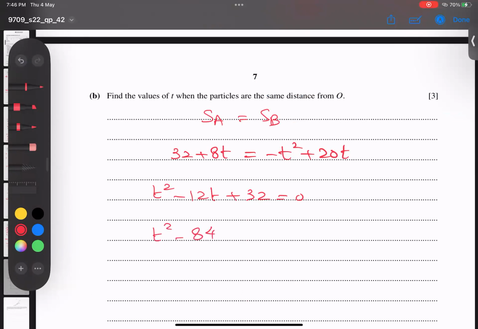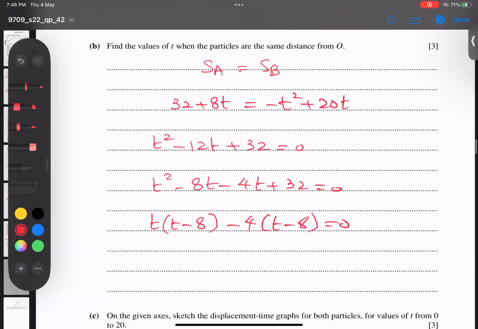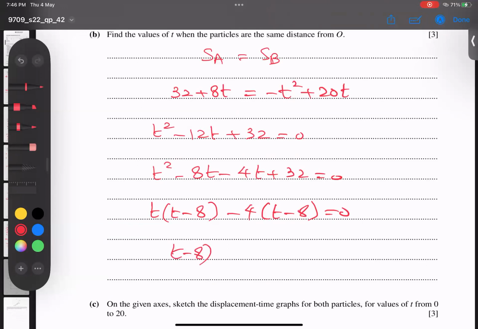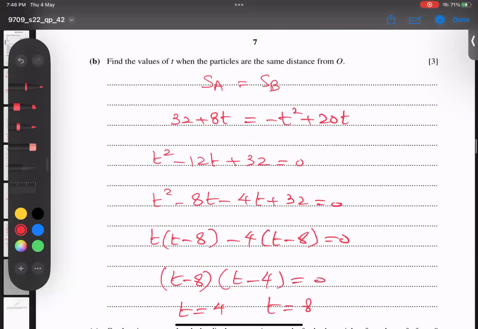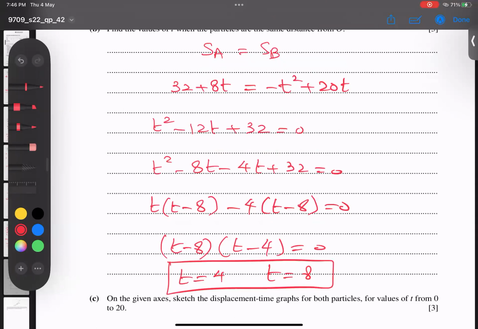8 fours are 32, and 8 plus 4 is 12. Okay, so t minus 4, and t minus 8. You can also apply the quadratic formula, no problem here. So I got two times, one is 4 and one is 8 seconds. So Alhamdulillah, find values of t where they have the same distance. Easy, clear.